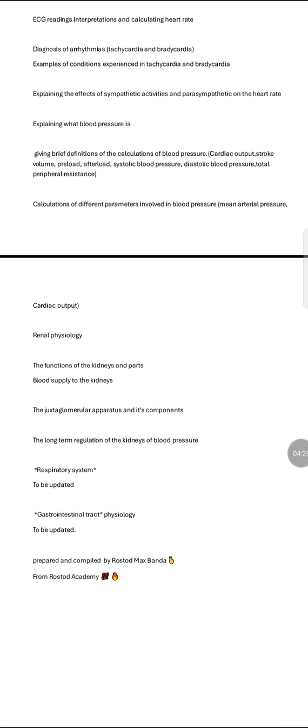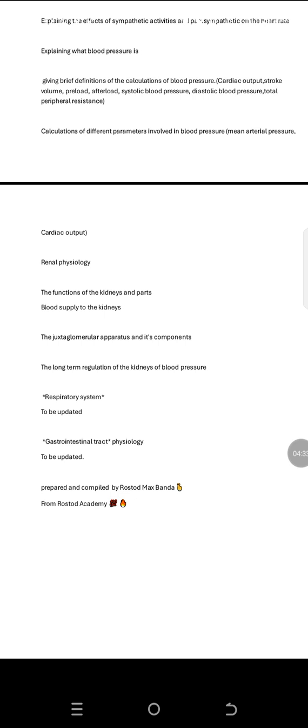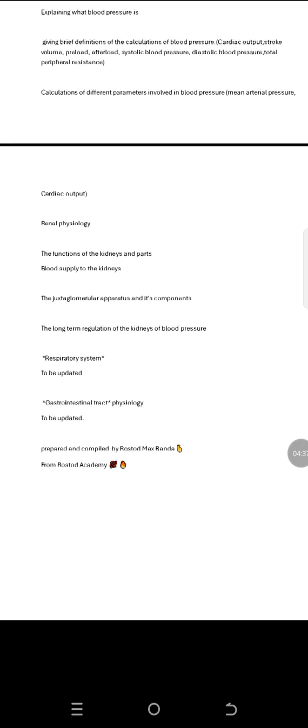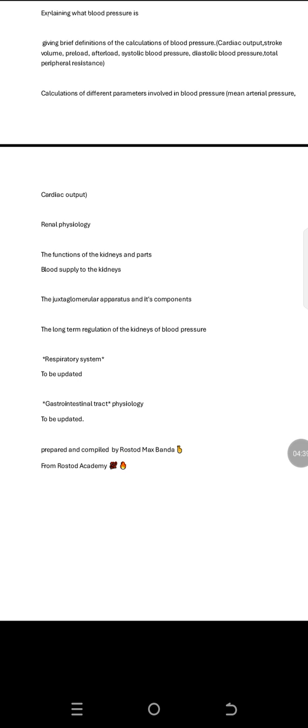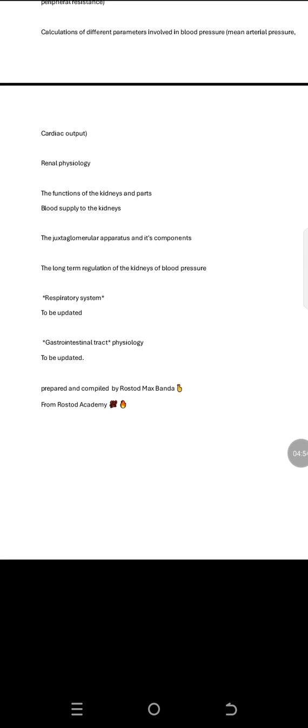And then also you should be able to explain what blood pressure is, and the different calculations of blood pressure. Cardiac output, stroke volume, preload, all these you are supposed to know the definition of, right? Systolic blood pressure, diastolic blood pressure, total peripheral resistance, and also how we can calculate different parameters, okay? Know the definition as well as how you can calculate them, right? Like mean arterial pressure, MAP, for instance, and how you can calculate cardiac output.